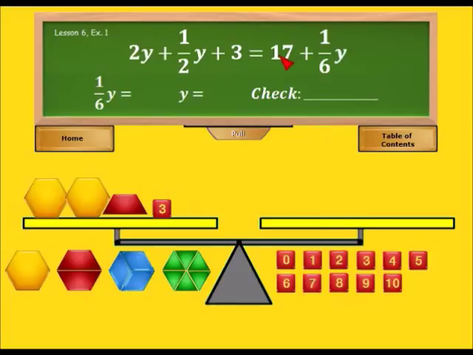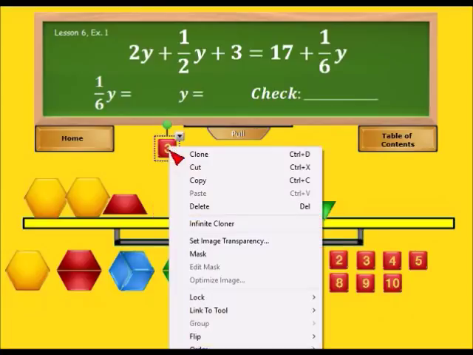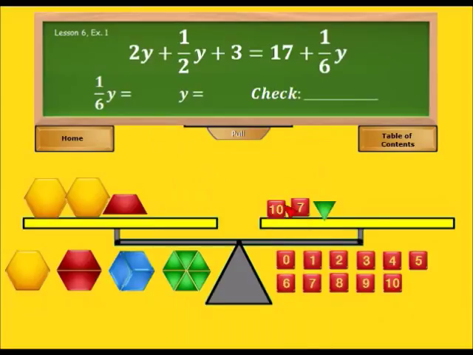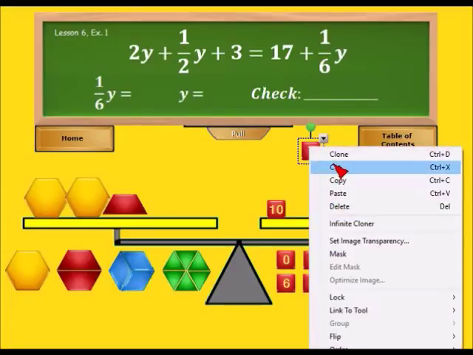On the right side, we need 17, so we need 2 cubes that have a sum of 17. And we also need 1/6 of y, which is represented by the green block. Okay, now, in order to solve the equation, we're ready to do legal moves. We notice that we have cubes on both sides of the equation, so why don't we take a 3 value from this side, and let's also take away 3 value from this side, so the 17 becomes a 14.